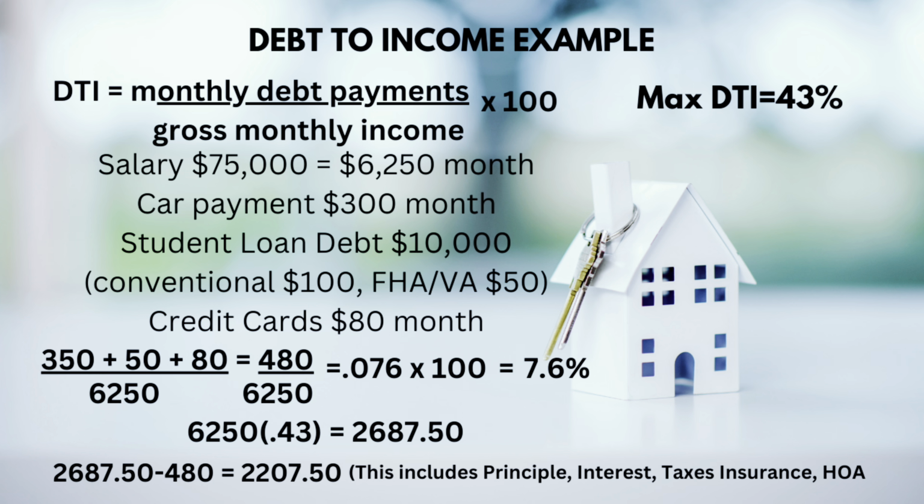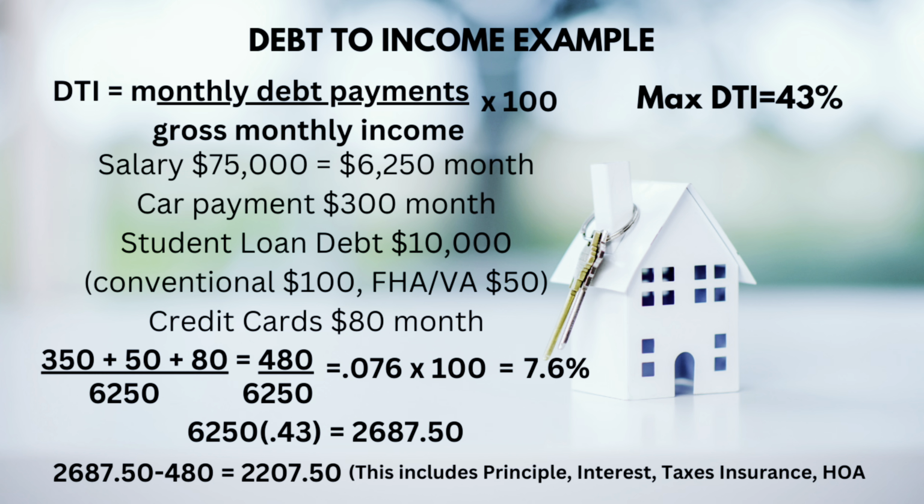Now let's say you have a $10,000 school loan and you have deferred payments. So we're going to times that by 0.05, and that's going to be $50 a month that they are going to put towards your debt payments. Now let's say you have a credit card minimum monthly payment of $80 a month. Sorry, payment, not balance.